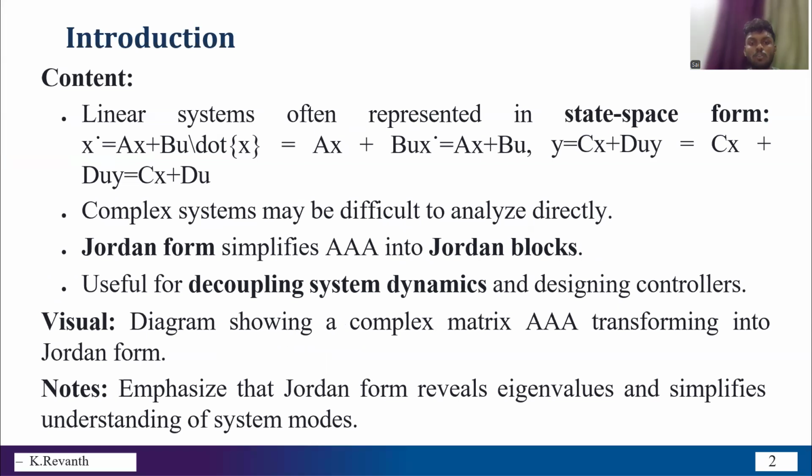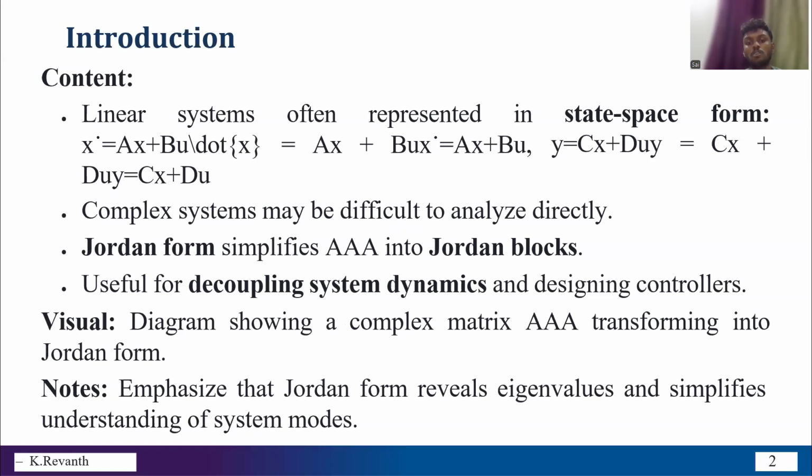Now let's begin by understanding the context. In control theory or system analysis, we often describe a physical system like a motor, robot, or electromagnetic circuit using state space representation. The general equations are x dot equals Ax plus Bu, y equals Cx plus Du.